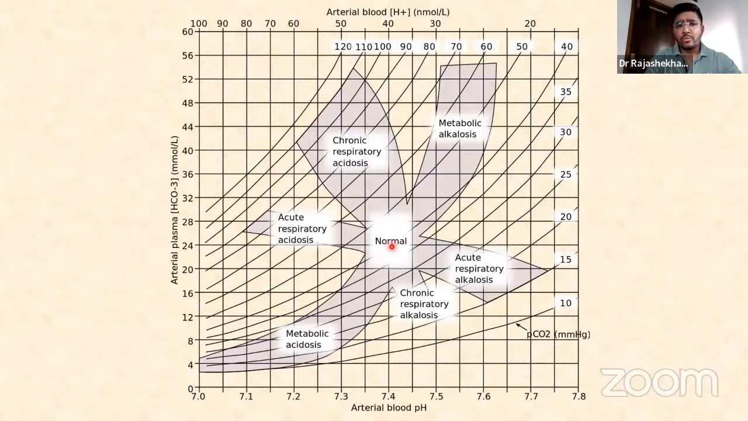So this can also be used to calculate the patient's status. For example, if the patient has a pH of 7.2 and bicarbonate 12, this patient will be landing here. Whenever the patient falls directly within these paintbrush shades, they are considered to have an isolated abnormality. Whenever they fall outside the paintbrush areas, they are usually considered to have mixed acid-base disorders. This is usually not used in day-to-day practice, but everybody should know this.